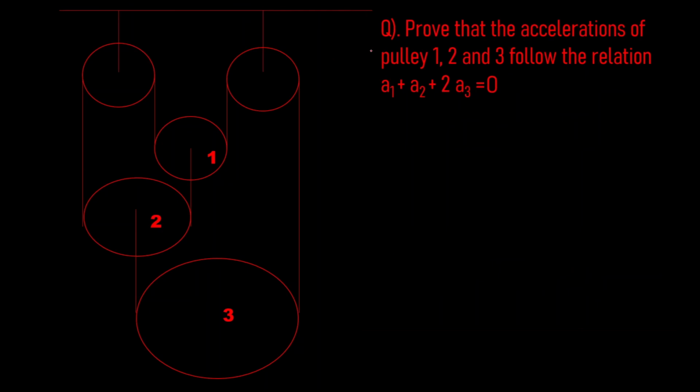Prove that the acceleration of pulleys 1, 2 and 3 follow the relation a1 plus a2 plus 2a3 is equal to 0. Now observe that we have not been given the direction of a1, a2 and a3. So I'm going to assume the direction of 1, 2 and 3, that is the three pulleys, to be upwards. So a1 is going to be like this and a2 is going to be like this and a3 is also going to be upwards. Now if my assumption is correct, a1, a2 and a3 are going to come out to be positive. But if it is wrong, then it is going to come out to be negative.